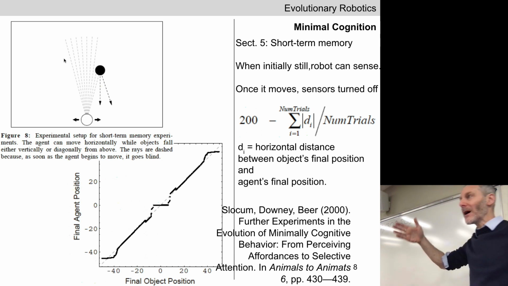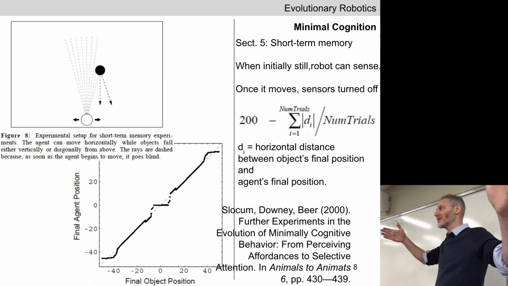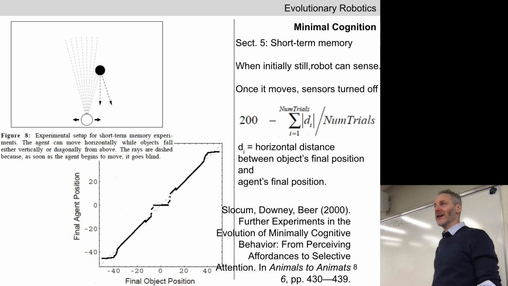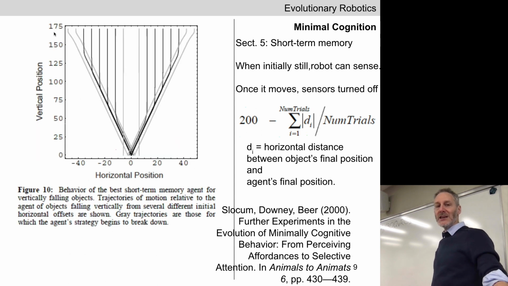And of course, the robot could try and move to see the object again, but it can't, right? It goes blind. So in these 4 cases, the robot is only seeing the object for a very short period of time. It's got less information, and clearly it's making an approximate guess about where the object is eventually going to hit, and it's not perfect, right?